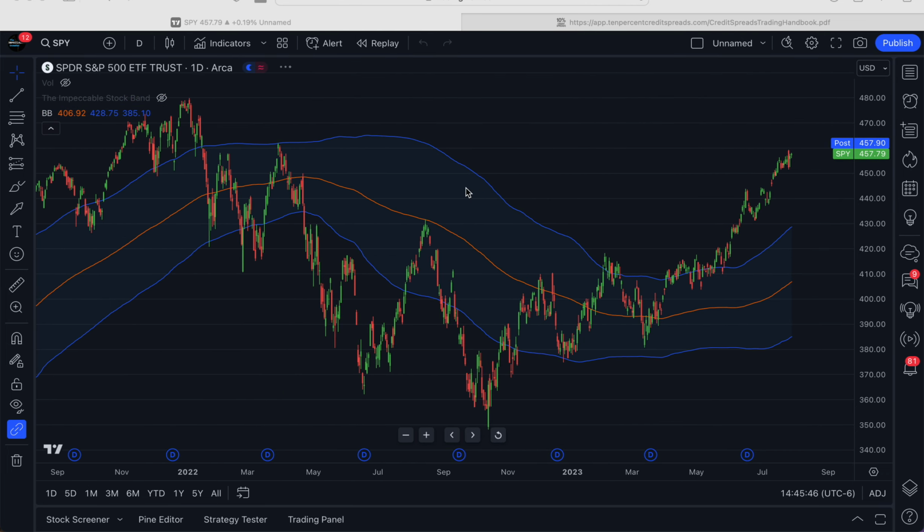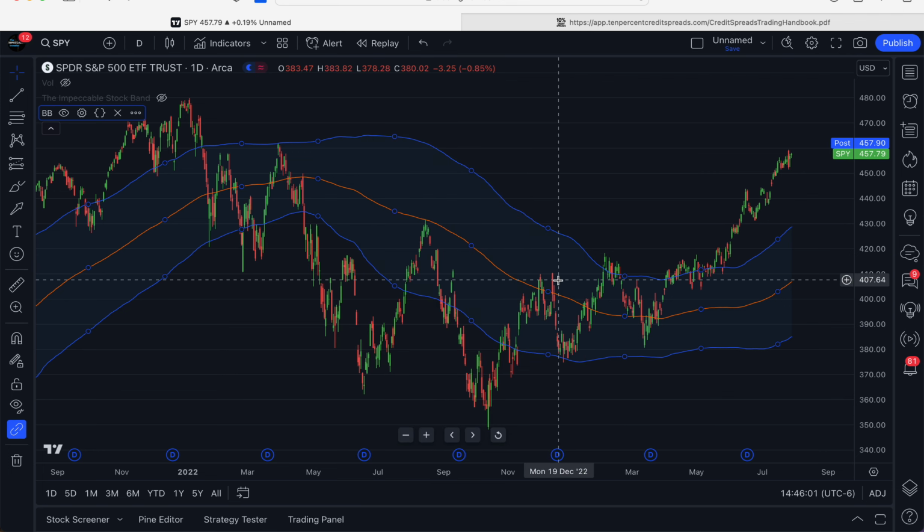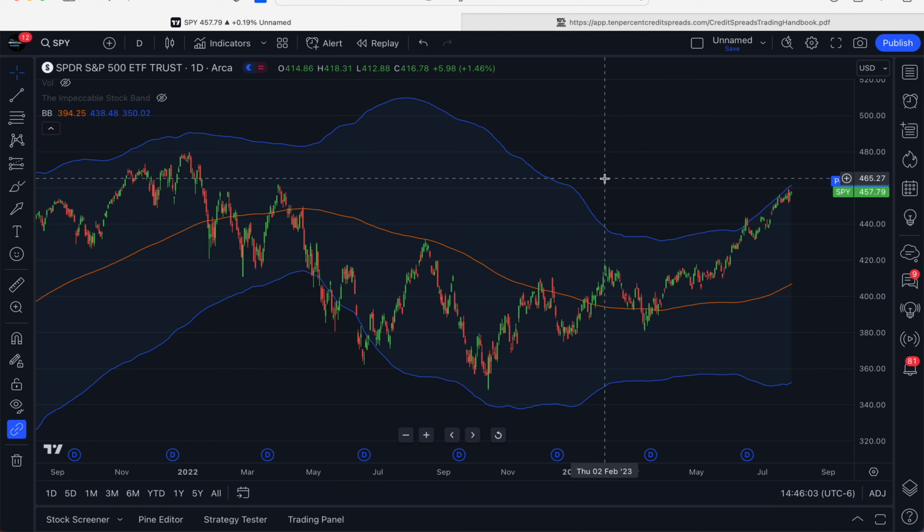Well, I have a trending band indicator that I use for this, but the best way to replicate it is to use a Bollinger Band. So go to your indicators and add it onto your chart. Go into your settings, change the length to 200 and your standard deviation to 2.5. Once you do that, you click OK, boom, done. Now, what are we seeing here?